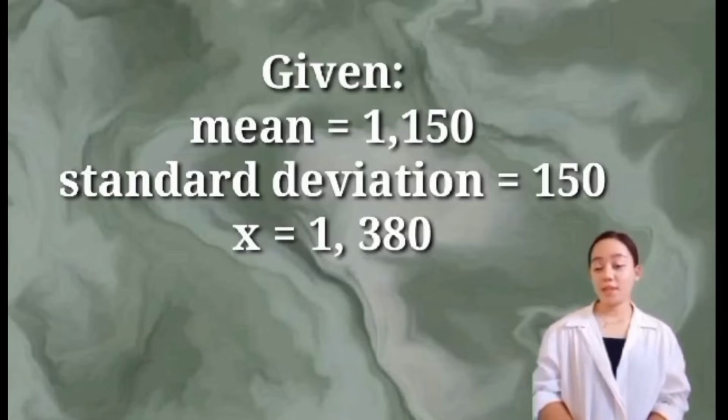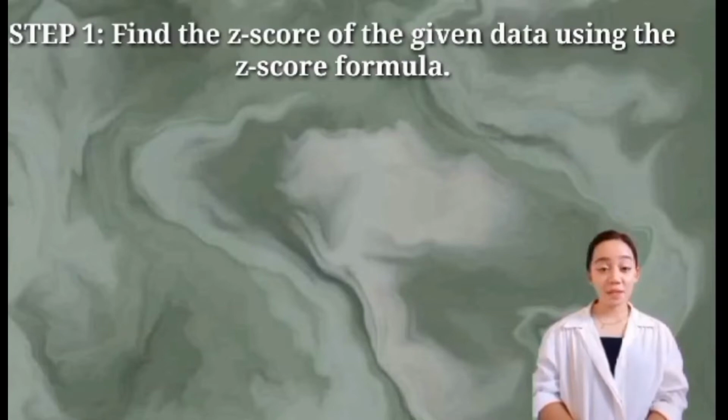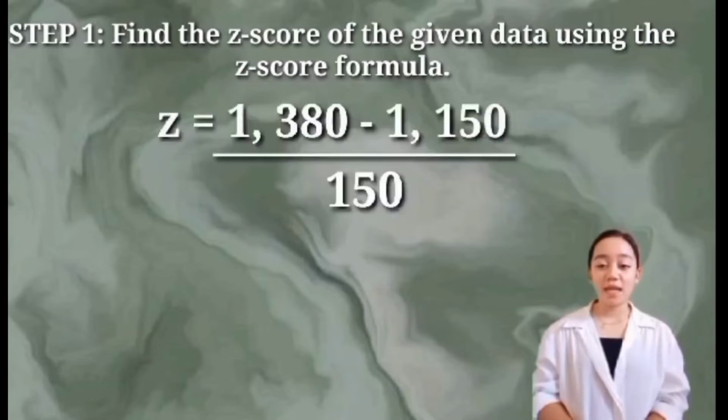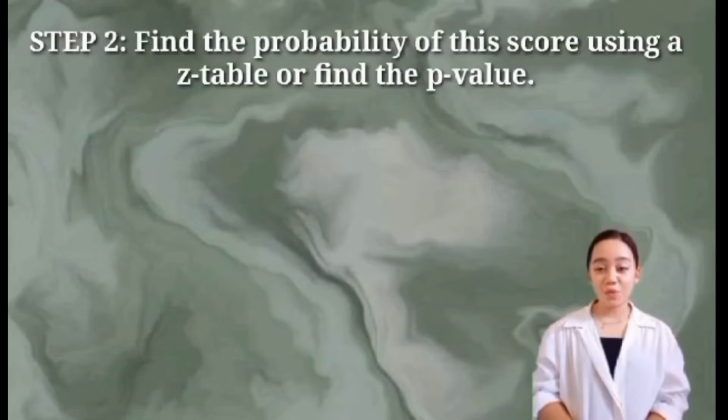So for the solution, step 1, we need to find the z-score of the given data using the z-score formula, that is, z is equal to x minus mu over lowercase sigma. Then let us substitute the values. So z is equal to 1,380 minus 1,150 over 150, and that is equal to 1.53. Step 2. Find the probability of this score using a z-table or find the p-value.